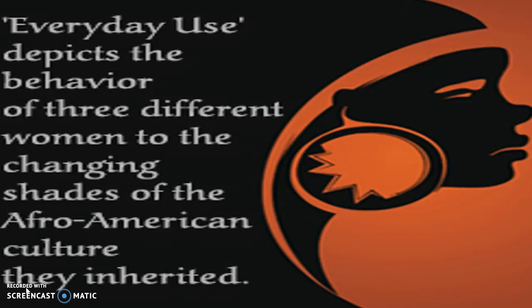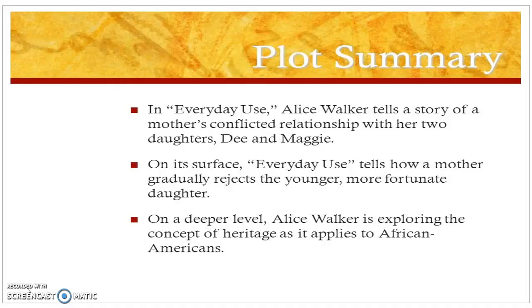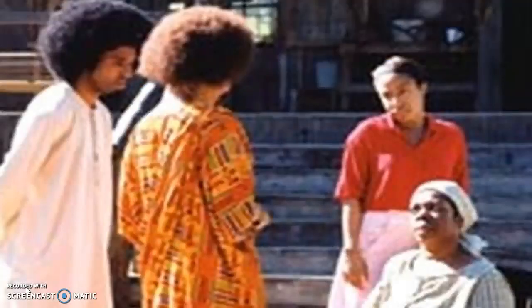Everyday Use depicts the behavior of three different women to the changing shades of the Afro-American culture they inherited. In Everyday Use, Alice Walker tells the story of a mother's conflicted relationship with her two daughters, Dee and Maggie. On its surface, Everyday Use tells how a mother gradually rejects the younger, less fortunate daughter. On a deeper level, Alice Walker is exploring the concept of heritage as it applies to African Americans.